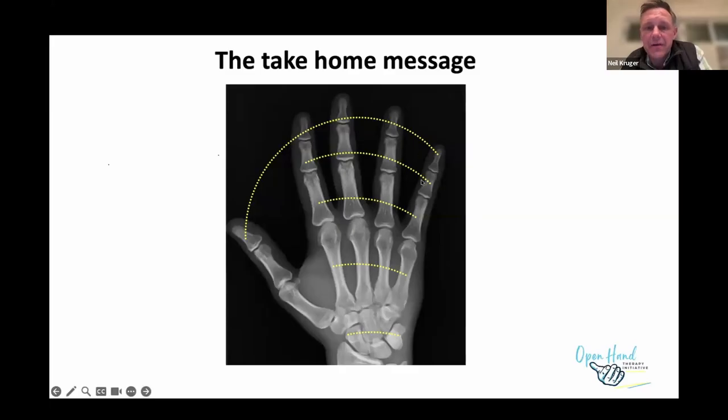If it is at a P2 level, buddy tape to the neighbor. If it is at the P1 level, put a P1 POP. If it is at the metacarpal level, you put a volar slab or an ulnar gutter slab. If it is at the wrist, make sure that you haven't missed a significant fracture dislocation. If you have a fracture dislocation, reduce it and place it in a volar slab.